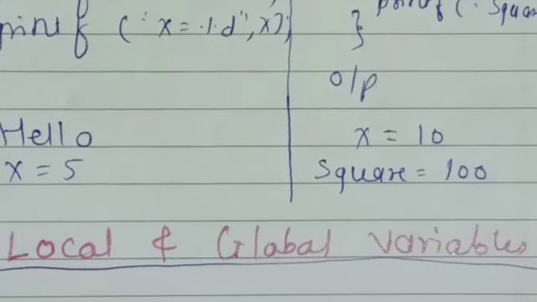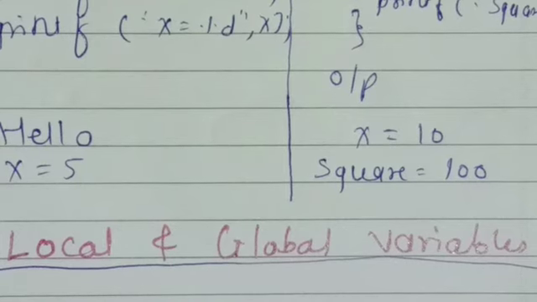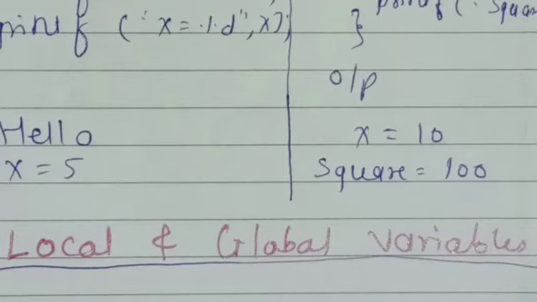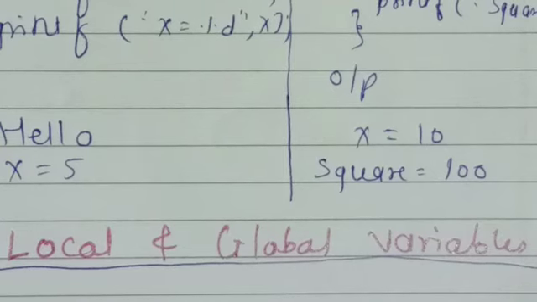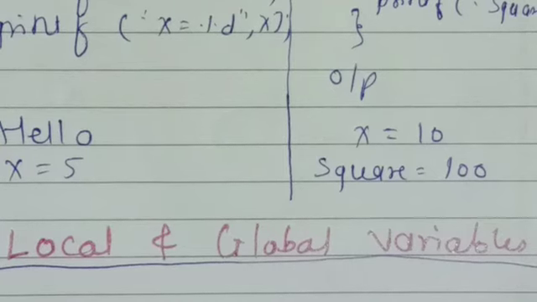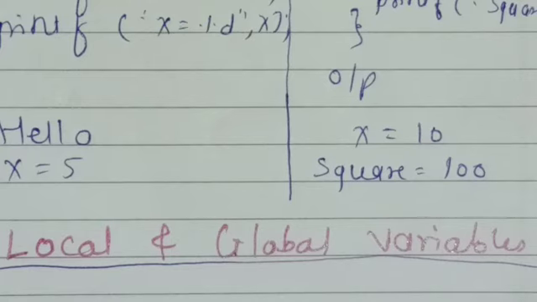Today we'll be seeing types of variables, that is local and global variables. Local variables are the variables which are declared inside the function, and global variables are the variables which are declared or assigned values before all the functions in the program, even before the main function. Okay, and we'll see how to write the variables.